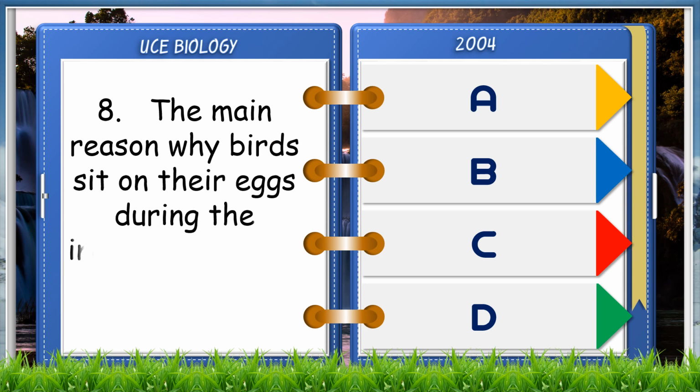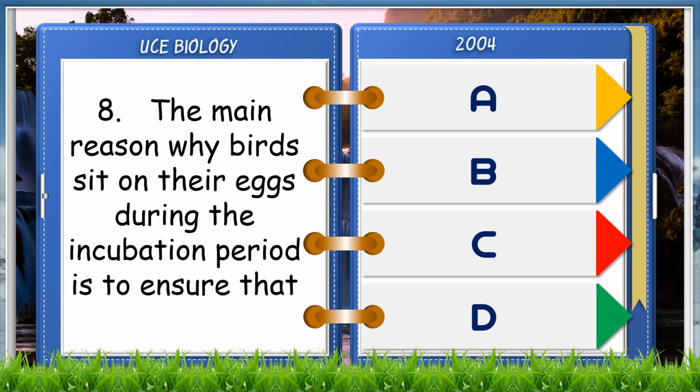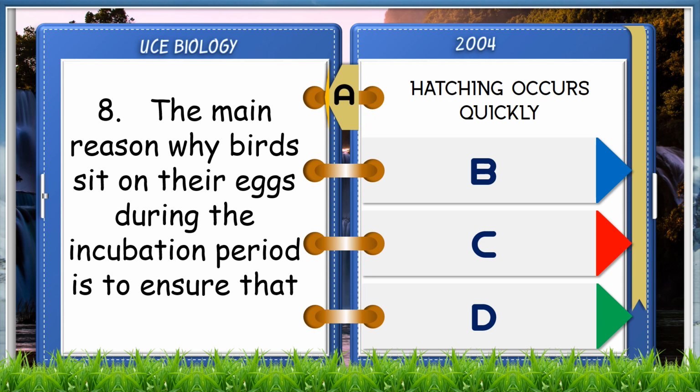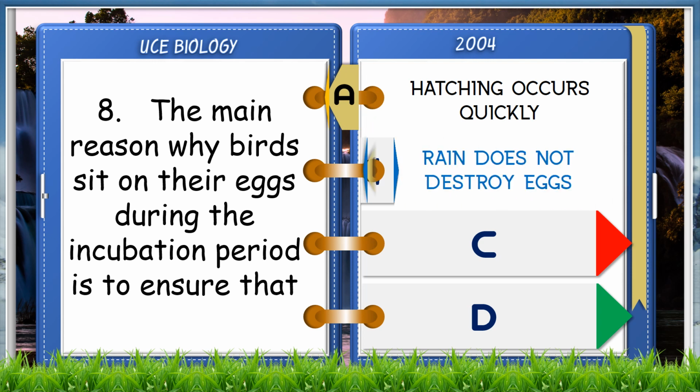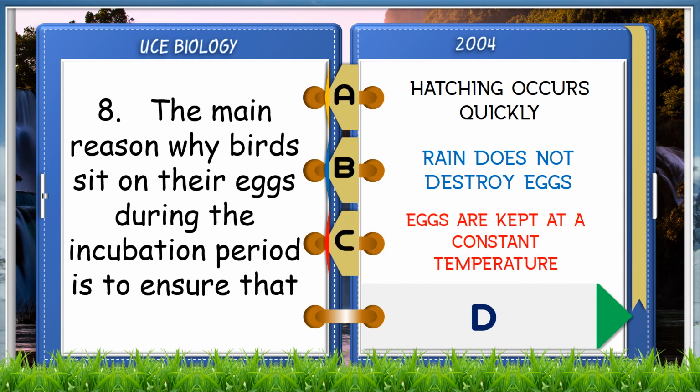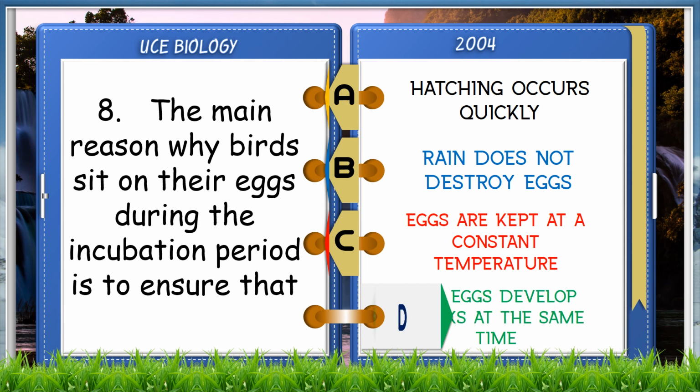The main reason why birds sit on their eggs during the incubation period is to ensure that A. Hatching occurs quickly. B. Rain does not destroy eggs. C. Eggs are kept at a constant temperature. D. All eggs develop chicks at the same time. The answer is C. Eggs are kept at a constant temperature.